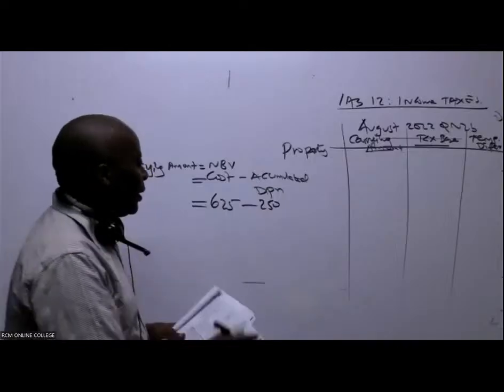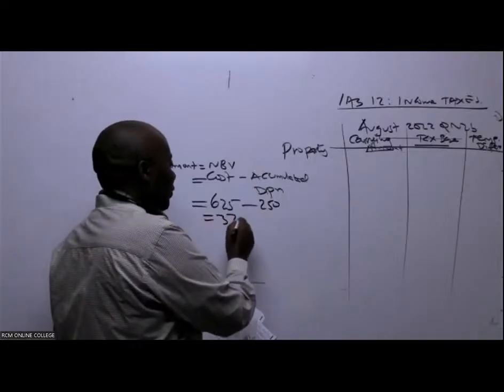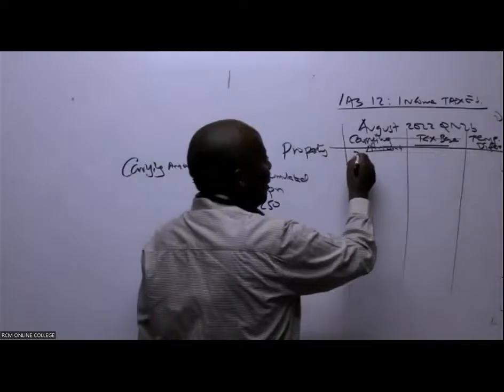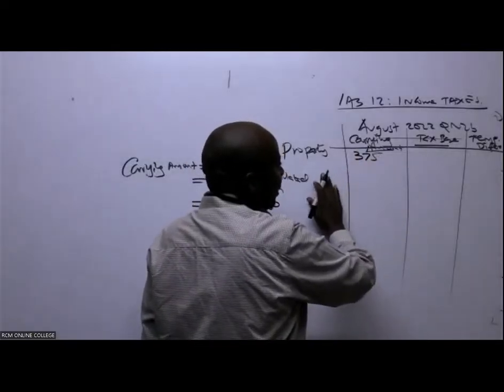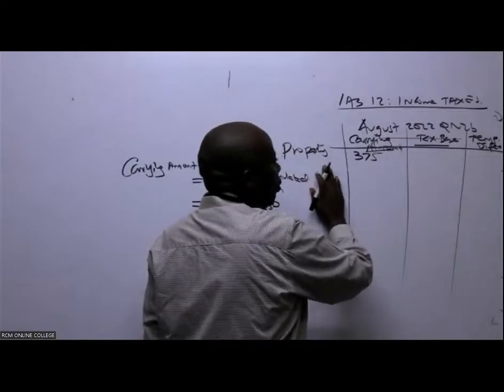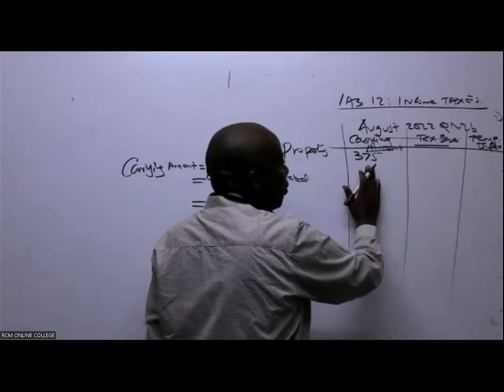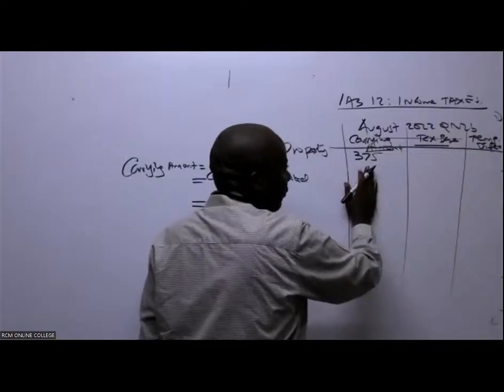So somebody is telling me that this should be 375. So this is what I should really bring here. However, later on we shall be seeing what is happening here. So property, plant, and equipment, we have a property whose carrying amount at the moment, before we look at the revaluations, is 375. We leave it there.